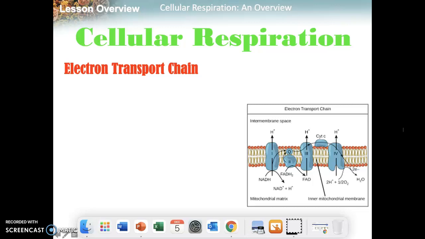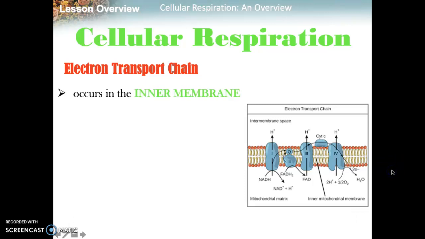So let's finish up cellular respiration with the electron transport chain, or ETC. We have previously gone through glycolysis and the Krebs cycle. Now we are at the final part. The electron transport chain occurs across the folds in the inner membrane called the cristae. That is one thing you need to pay attention to that is different from the Krebs cycle.